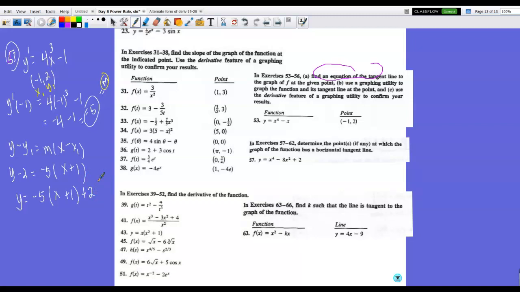And if you want to, you could graph x to the 4th minus x, and then type in the equation of your tangent line and go, ooh, that really is tangent at the point negative 1, 2.